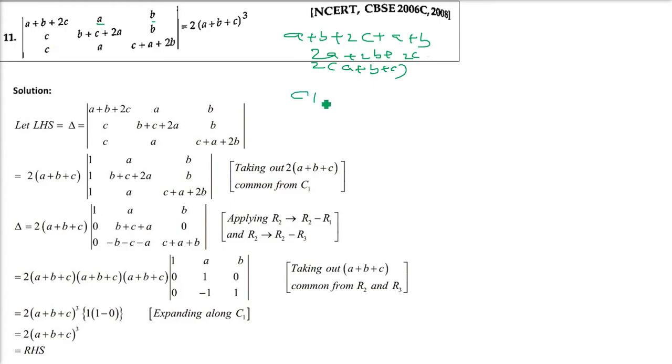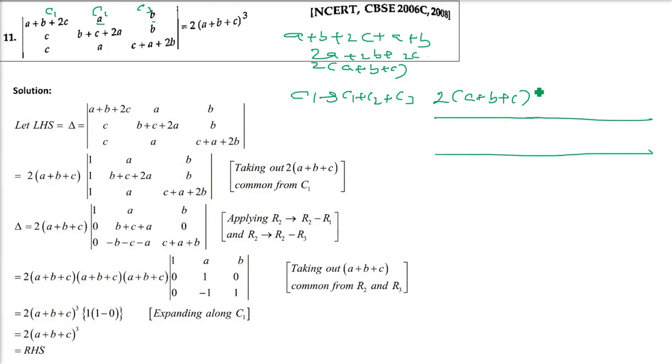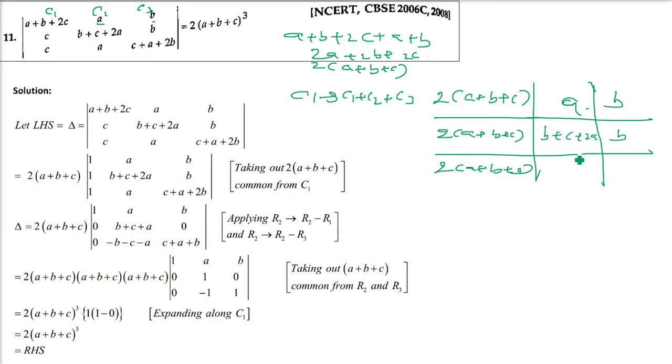So column 1 we are changing to column 1 plus column 2 plus column 3. You are adding the 3 columns and putting the result here. It will be 2A plus B plus C, and the same for the others also. I'm just making a line here to show that these are different columns. C plus B plus C plus 2A plus B will always be 2A plus B plus C. Similarly, C plus A plus C plus A plus 2B will also be 2A plus B plus C. The rest all remains the same. So the first column has become twice of A plus B plus C.